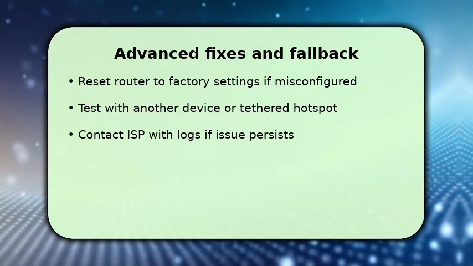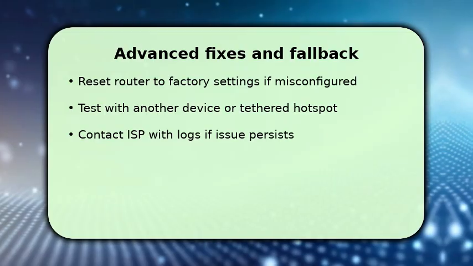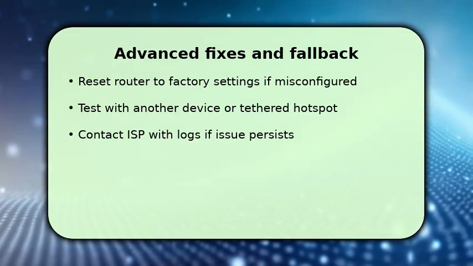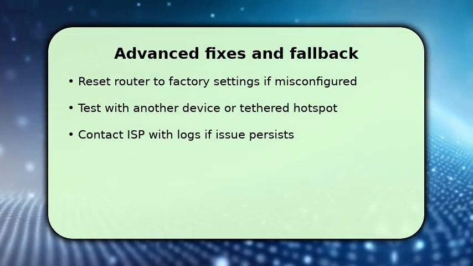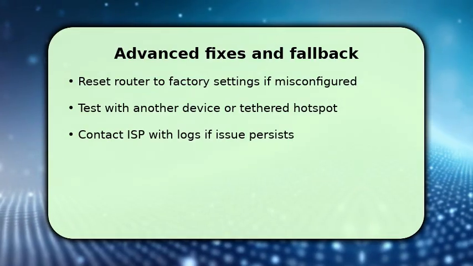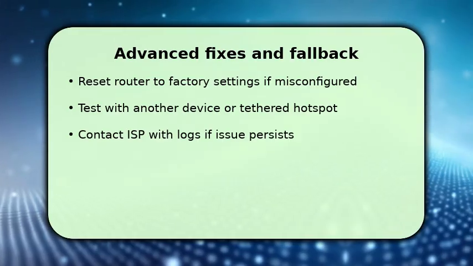Test Wi-Fi with a different device and try tethering your phone. If tethering works, the issue is local to the router or original device. Finally, collect basic logs, router status page, error lights, and the Ethernet test result, and contact your ISP.